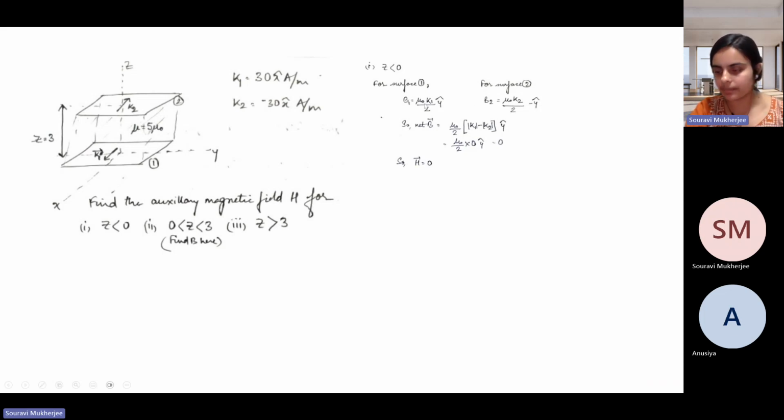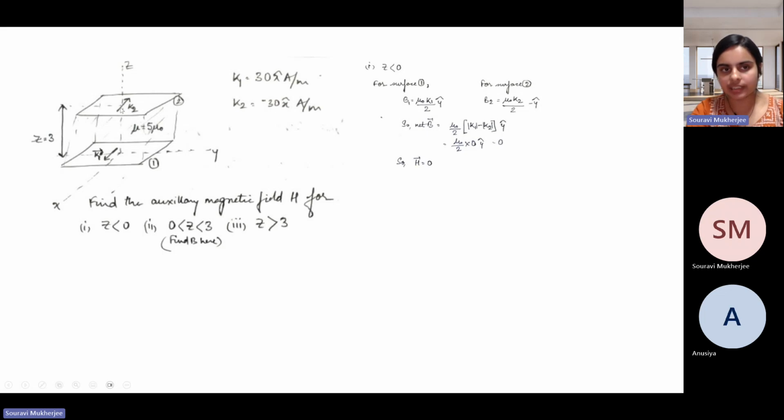And you know this from something we just derived. We saw how the fields look below and above a sheet of current, and it's the same result. So that is given as mu naught K1 by 2. Now what happens for the second surface?